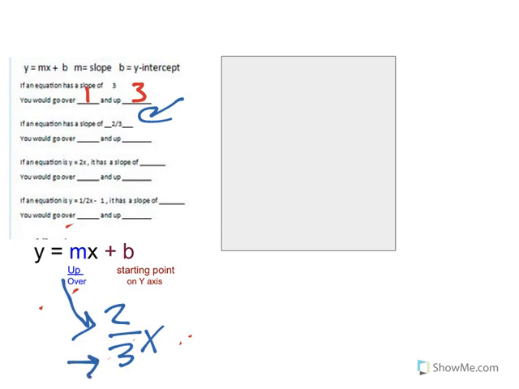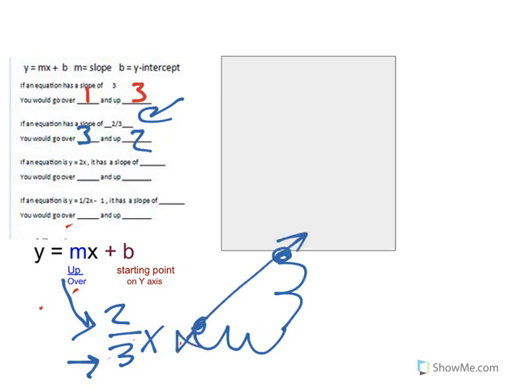So the bottom number is 3, so I'm going over 3, and then I'm going up 2. Once I start graphing, I'm going to be going over 1, 2, 3 from my starting point, and then I'm going to be going up 1, 2, and then I'm going to be making my dot. That's how we're going to be using these. Next one, let's take a look.